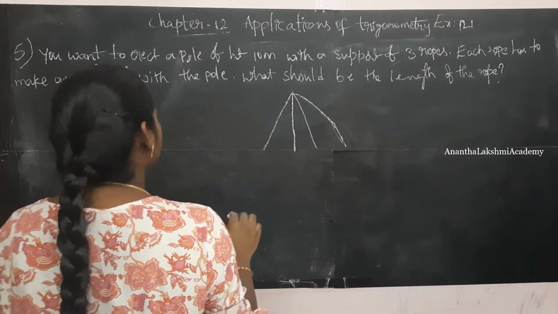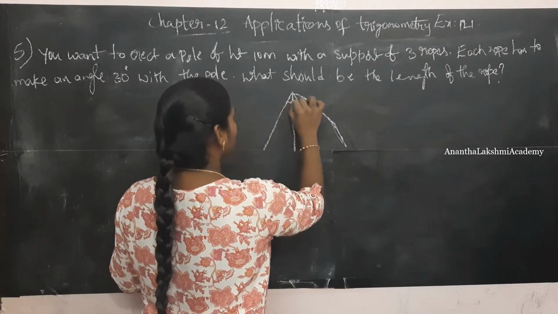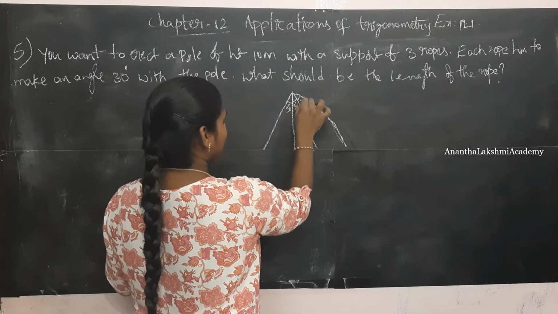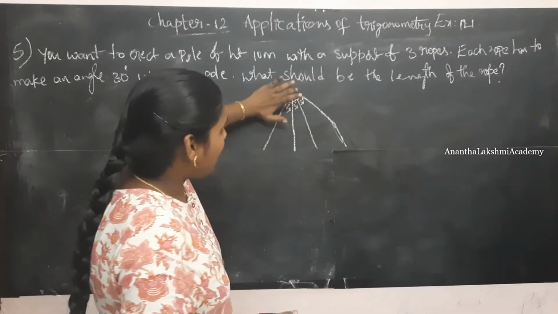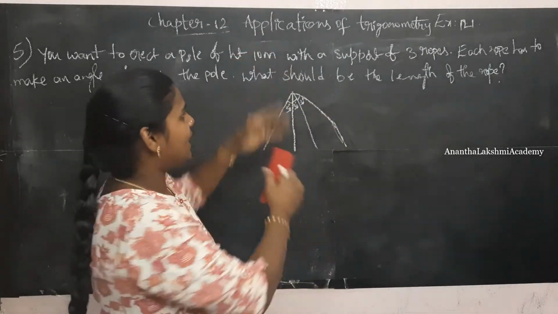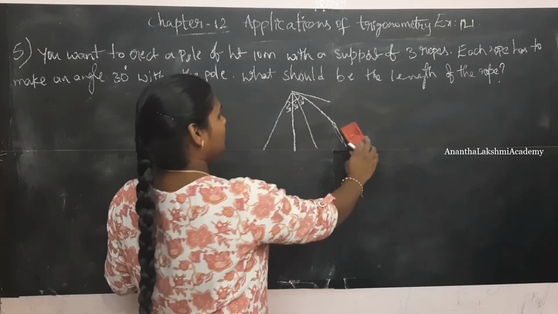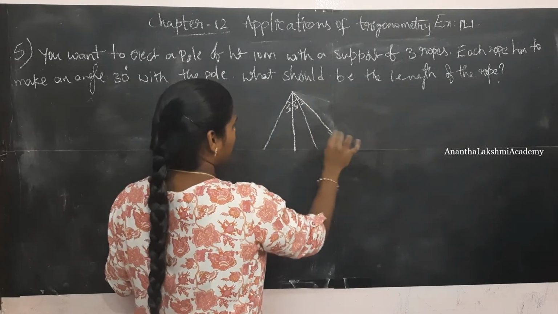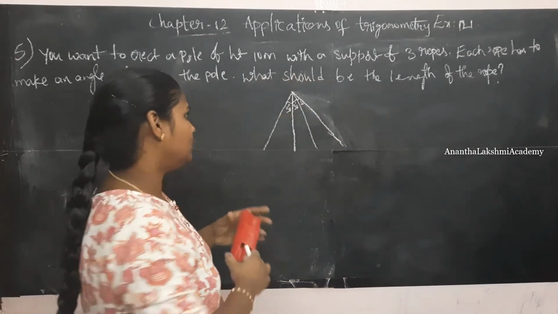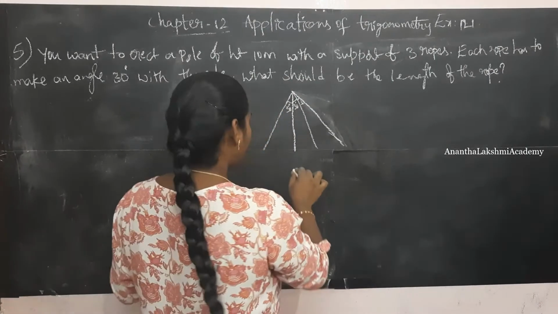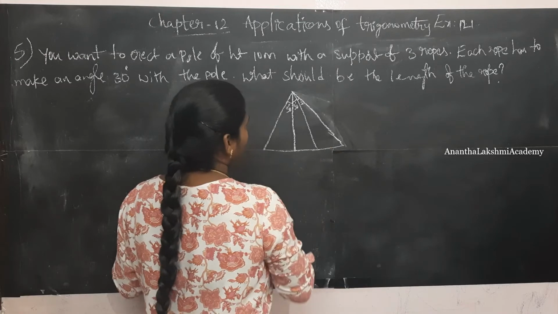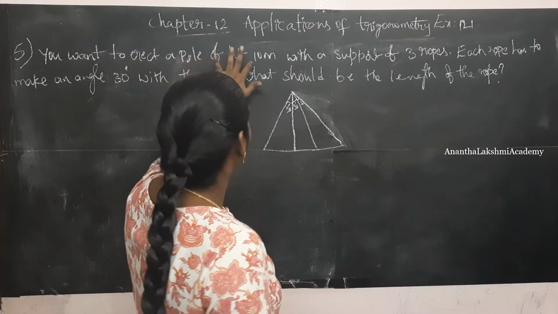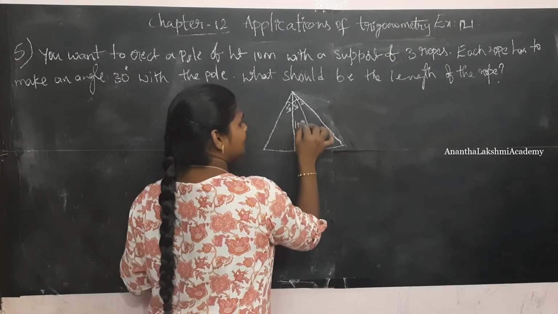Each rope has to make an angle of 30 degrees with the pole. This makes an angle of 30 degrees, this makes an angle of 30 degrees, and this is going to make an angle of 30 degrees. I drew this; this is supposed to be on the back side, like this. The third rope will be like this. So what should be the length of the rope? Here it is tied with the help of 3 ropes. So he says the whole height is 10 meters. This height is 10 meters.